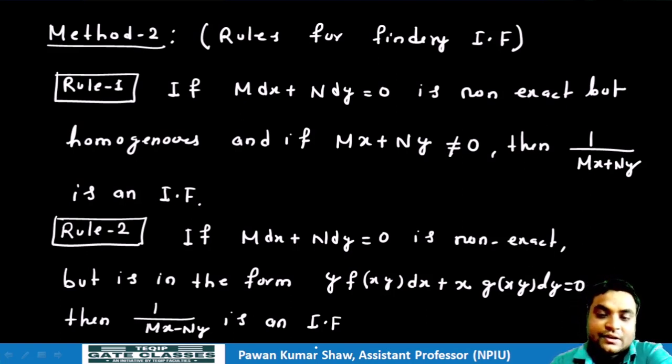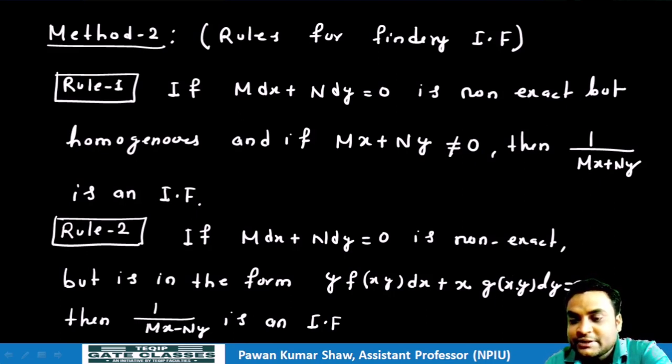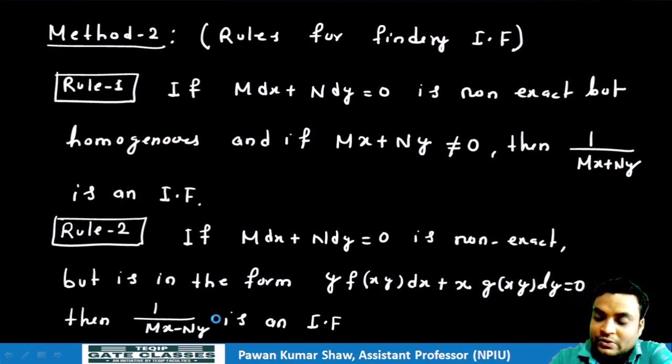Here we write the given differential equation in this form, that is, y times some function of xy, where xy is the product of x and y, plus x times some function of xy, again another function and again a product of x and y. In that case our integrating factor will be 1 by Mx minus Ny. Okay, next, rule number 3.